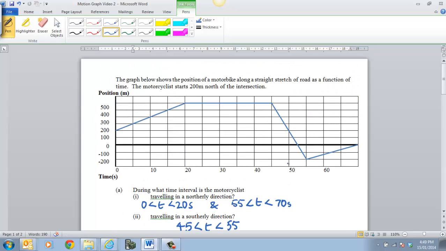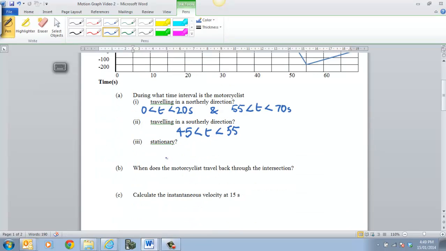So when is the object stationary? Well, stationary from 20 seconds through to 45 seconds, and then at 55 seconds. So stationary from 20 seconds through to 45 seconds, and when t is equal to 55 seconds.